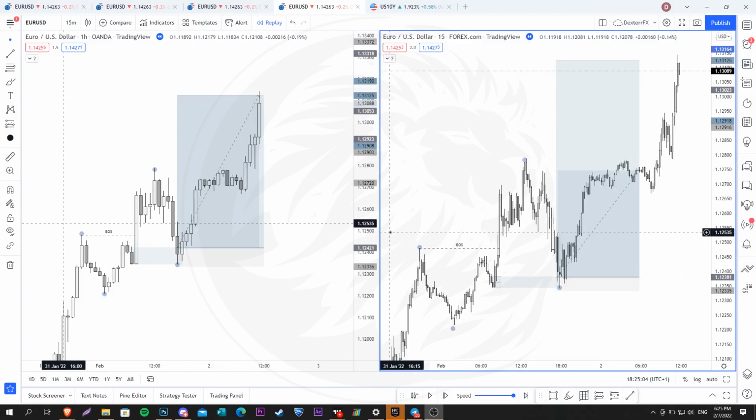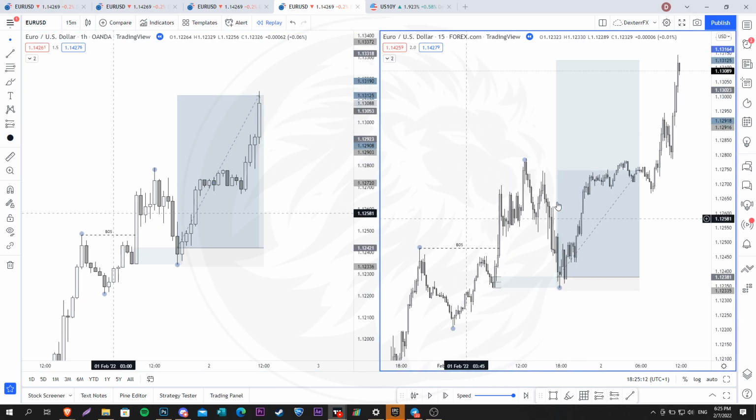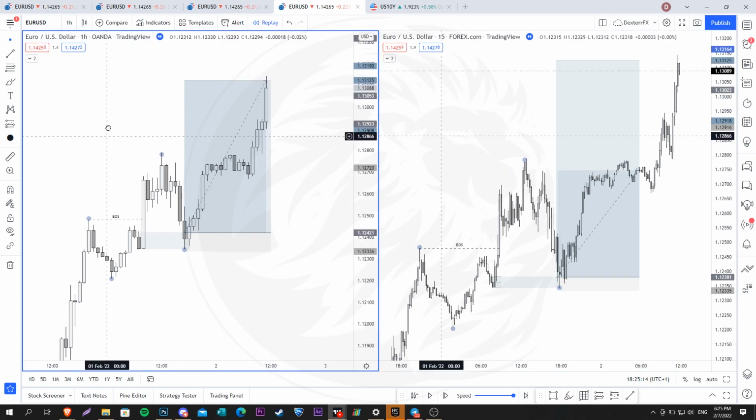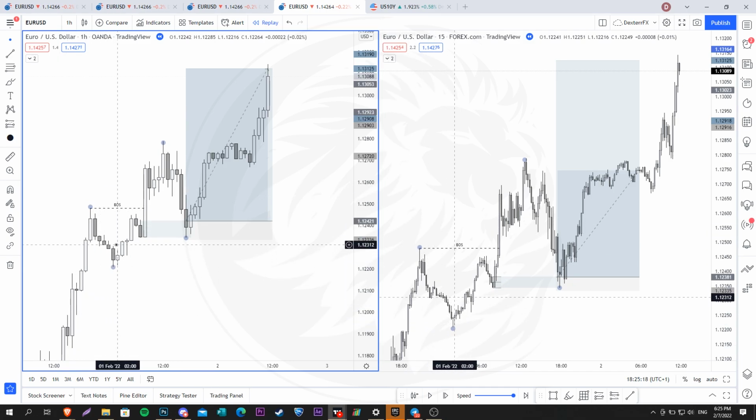Okay guys, so for the first example, we are on the chart of EURUSD on the 1 hour time frame on the left and the 15 minutes on the right. On the 1 hour time frame, as you can see, we were in a bullish market structure. Here price creates a little structure, then creates a little liquidity before the big move which broke the structure.